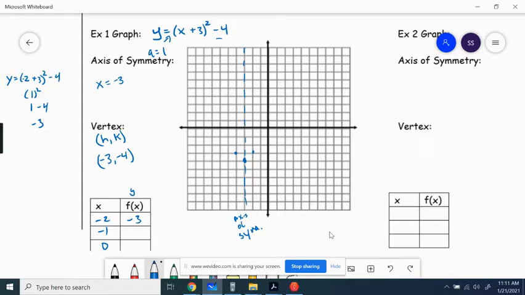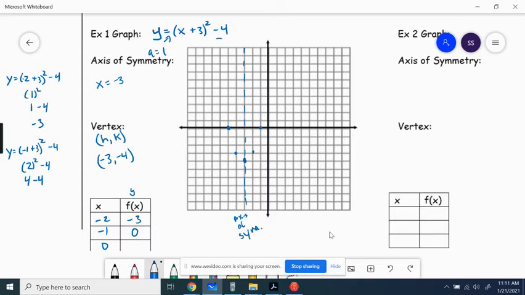Okay, so now let's plug in x being -1. So y is equal to -1 plus 3 squared minus 4. -1 plus 3 is 2. 2 squared is 4. 4 minus 4 is 0. All right, so if I go back 1, up 0, looks like that's right here. And again, if we're 2 spots from our axis of symmetry, we go 2 spots in the other direction, and I'll have a point right there.